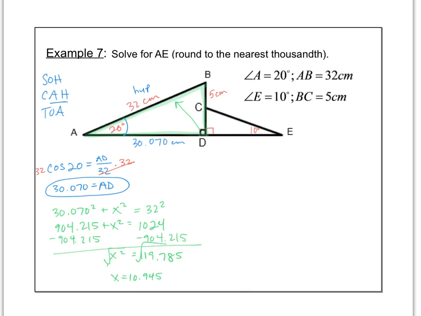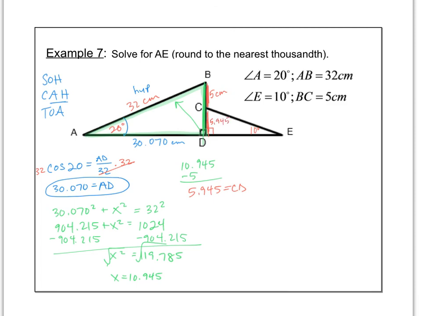So 10.945 is the distance up here from B to D. So then we're going to take 10.945 and minus the 5 that's up, right here. And we should be able to get then CD. So it's 5.945 for CD. So I'm going to put that on my picture. This distance right here is 5.945.